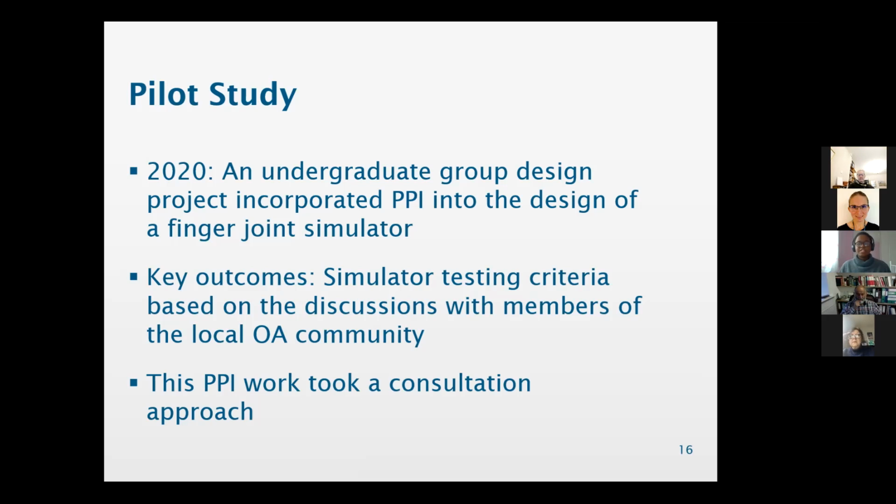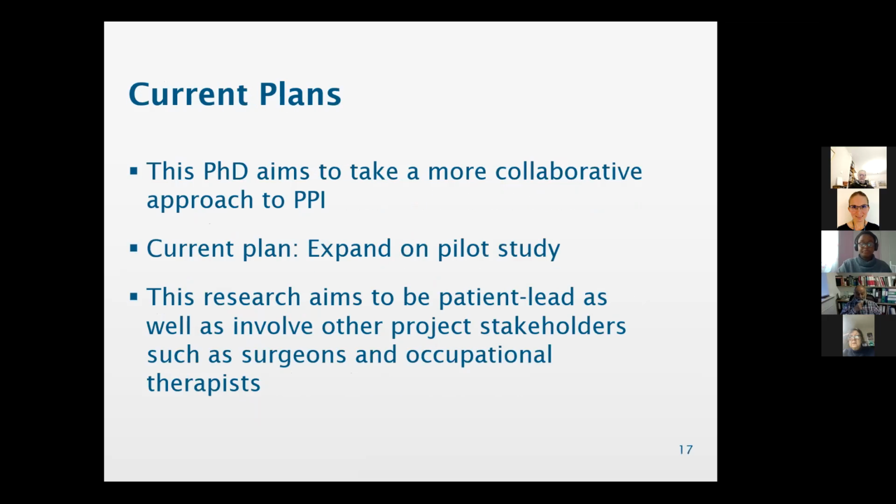These testing criteria ended up being that an implant should be able to provide joint stability, it should be able to improve endurance, and it should also be able to improve grip strength. All three of these things were implemented into our joint simulator. And these are things that we may not have considered without the PPI work.